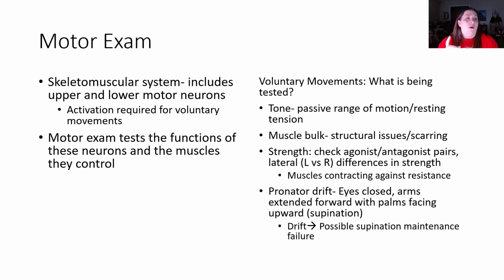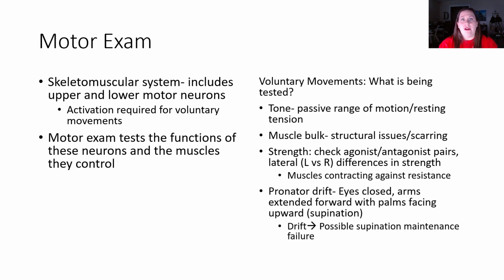We also see another test they do called the pronator drift. This is where they have the patient, they can sit or stand, but they're going to close their eyes with their palms up, arms extended like this. And they're going to check to see if they start to drift and pronate their hands. If they go back into a pronated position, then something's going on with their supination maintenance. And so we wanted to test that out as well.